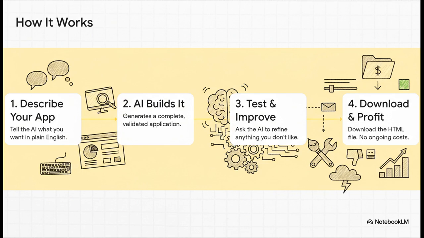Step 3, play with it, test it. See something you don't like, just tell the AI what to change. Make the buttons green. Done. And finally, step 4, download the HTML file. That's it. You're done. You now own a digital asset ready to go make you money.